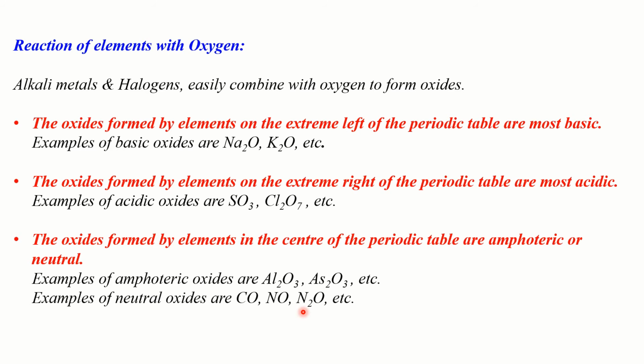So children, give due importance to this topic and learn which elements in the periodic table combine with oxygen to give basic oxides, acidic oxides, amphoteric oxides, and neutral oxides. You may get questions on this topic.